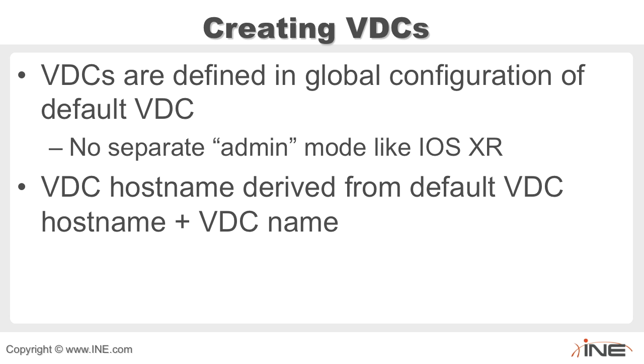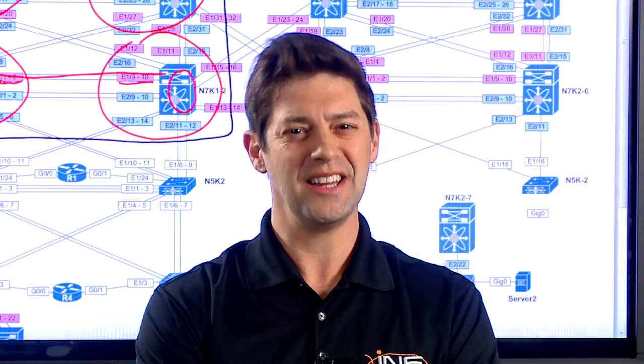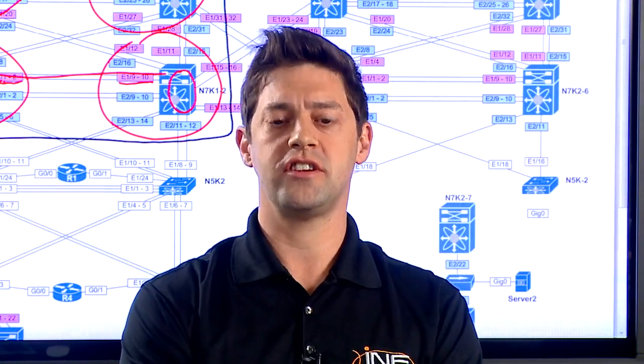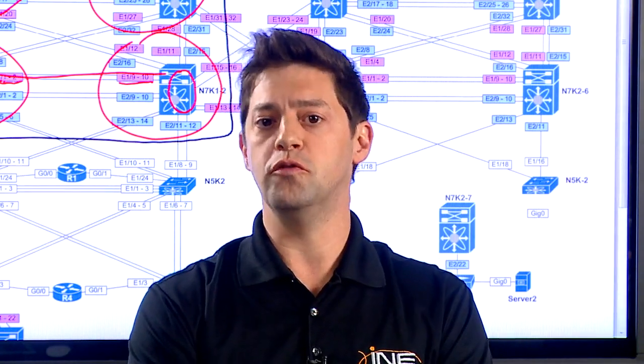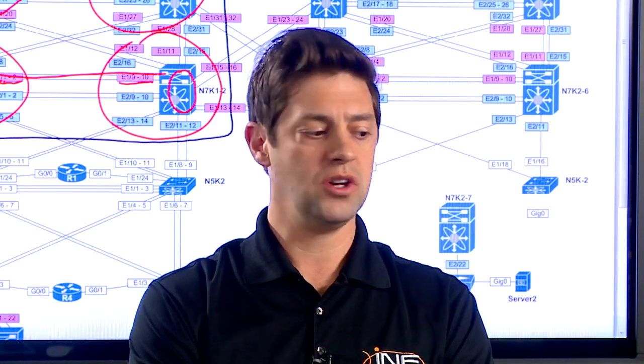So if I'm in VDC host or VDC2, and maybe I've called it N7K1-2, and we'll see this in just a moment, if my default VDC was N7K1-1, my new host name, when I'm in that second VDC, will be N7K1-1-N7K1-2. A little confusing it can be. So there's actually a feature that you can turn off, no VDC combined host name.